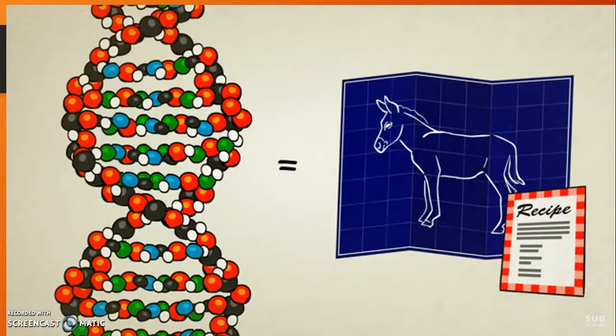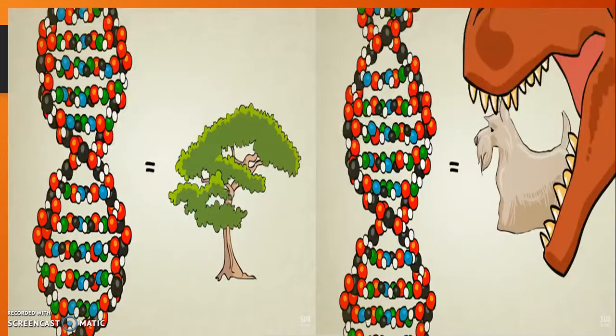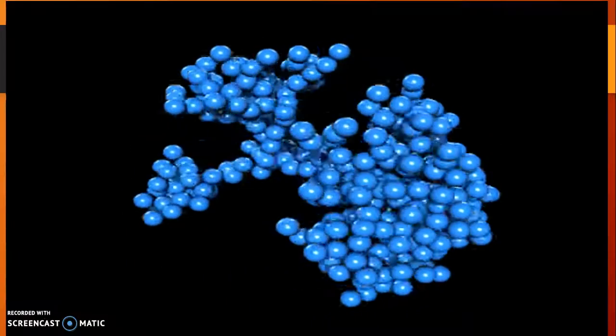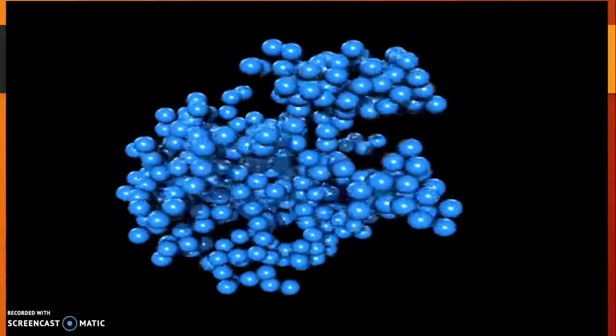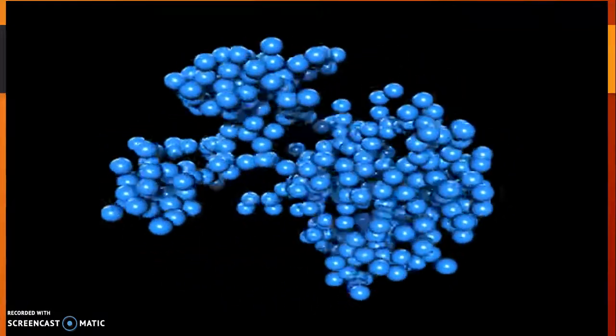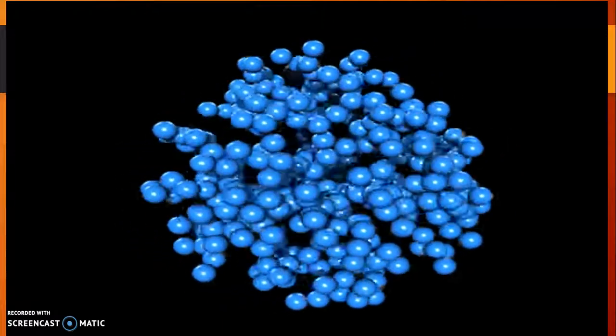So you're wondering how a mere molecule can be a blueprint for something complex like a tree, a dog, or even a big structure like a dinosaur. So let's take a look into DNA structure. To understand the DNA structure, you need to know what proteins are.